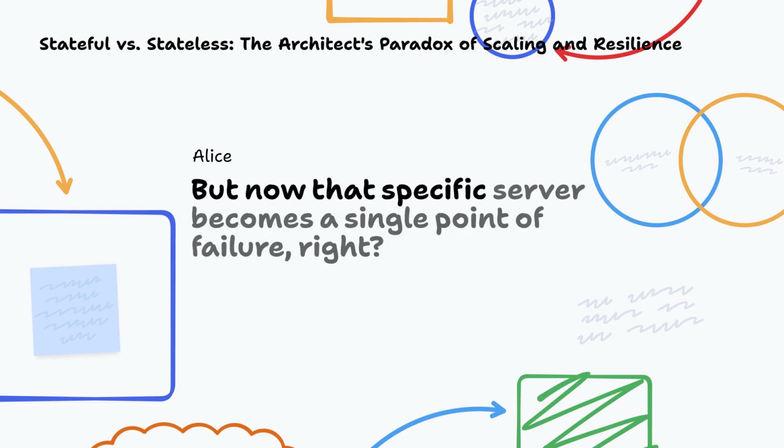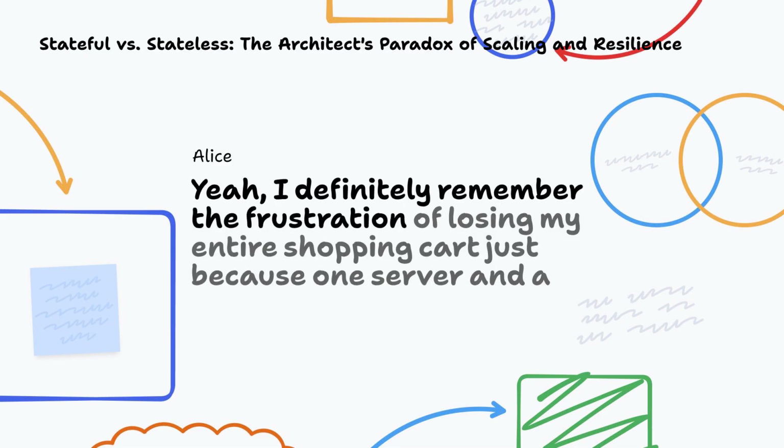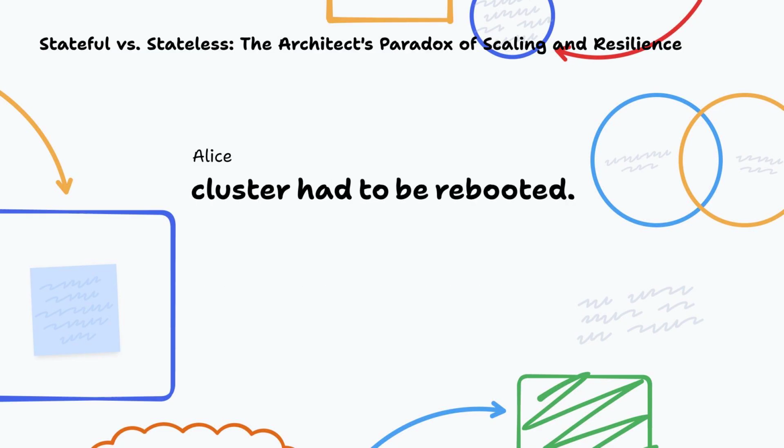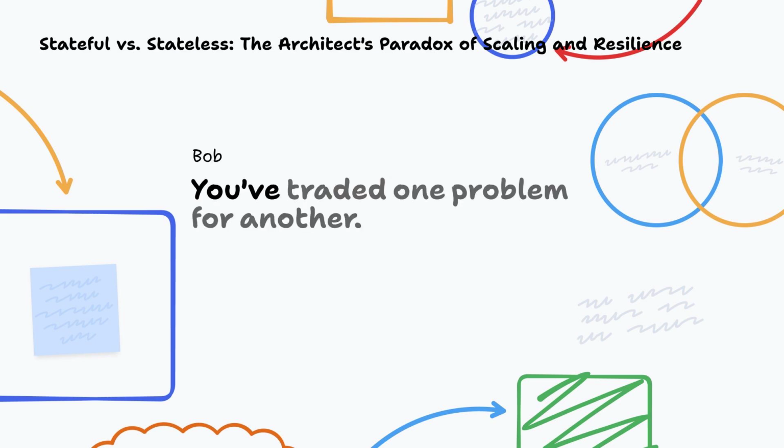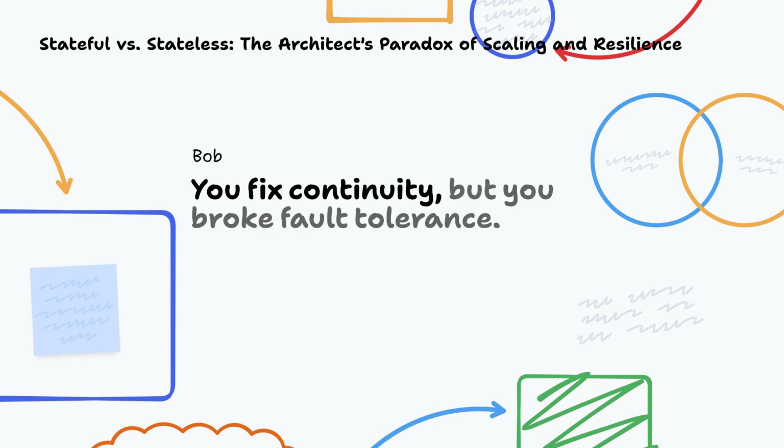But now that specific server becomes a single point of failure, right? Yeah. I definitely remember the frustration of losing my entire shopping cart just because one server in a cluster had to be rebooted. That's the sticky session problem in action. That's it precisely. You've traded one problem for another. You fixed continuity, but you broke fault tolerance.